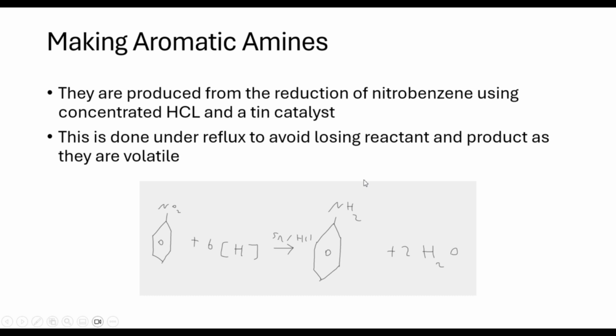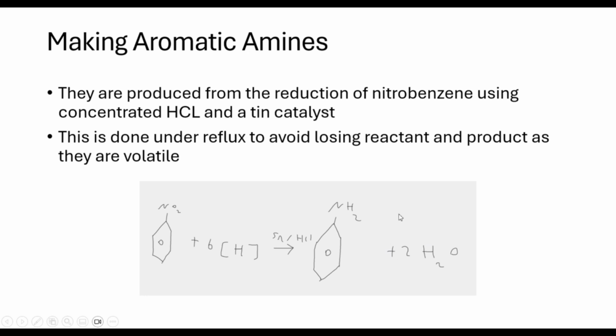They are produced from the reduction of nitrobenzene using concentrated HCl and a tin catalyst. You need to remember that. That's important. This is done under reflux to avoid losing reactant and product as they are volatile. Again, an uncommon way you'll see it is nitrobenzene plus 6 times reducing agent with Sn and HCl making phenylamine plus water.